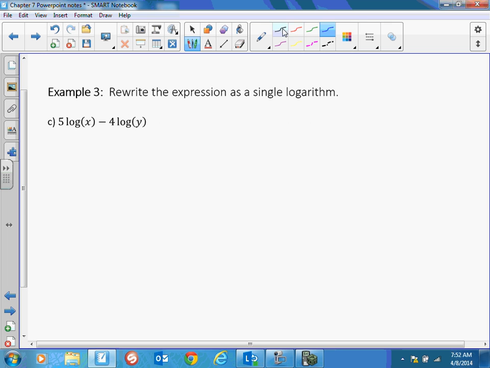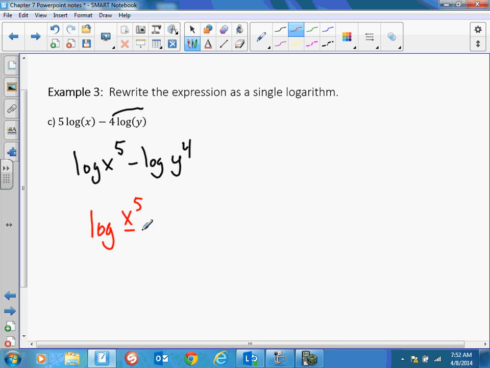Okay, next one. We have a 5 out in front, so we can move that as an exponent. So log x to the 5th minus log, we can move that 4 as an exponent to the y, so y to the 4th. Then from there, since they're subtracting, we can divide those two. So it'd be log x to the 5th over y to the 4th. That would be your answer.